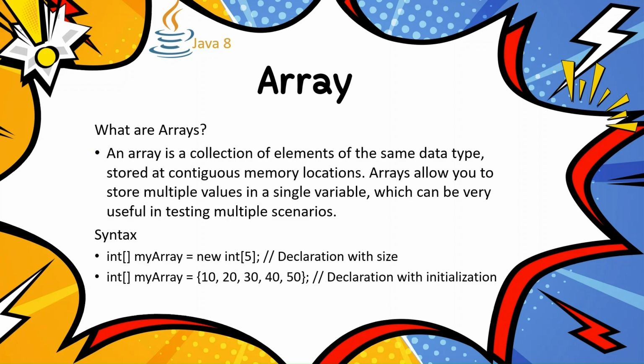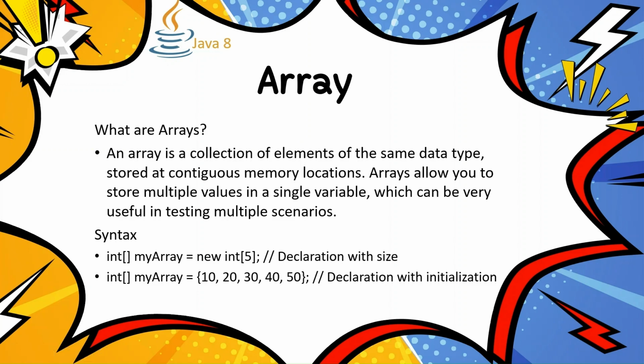Let's look at the syntax of the array. So here we are seeing the int type. It starts with the type, square bracket, variable name equals new operator, int type, square bracket with the number of elements in it, which is 5. 5 is the size, the number of elements I want to fit inside this array. So int myArray equals new int of 5. This statement will declare the size of the array.